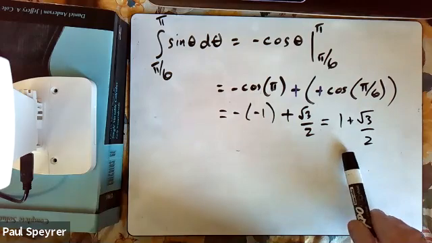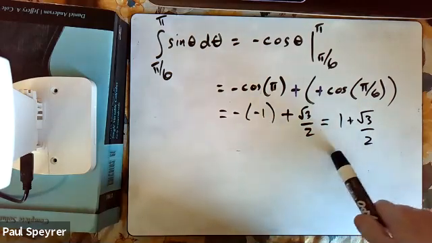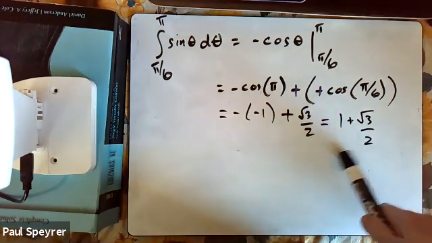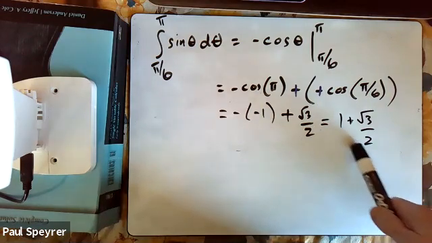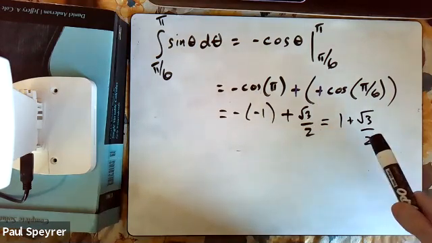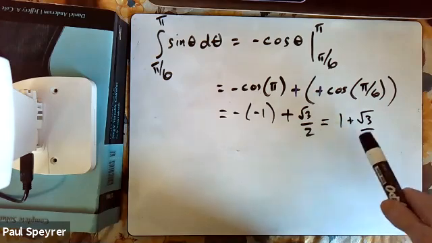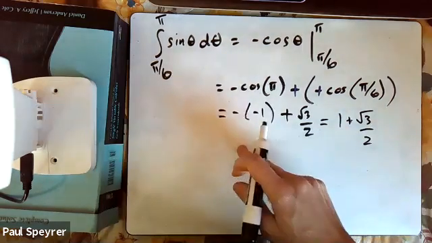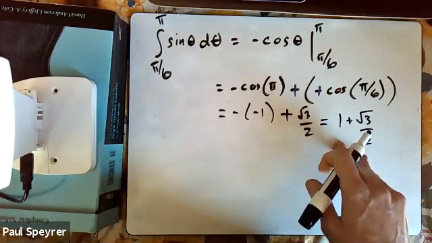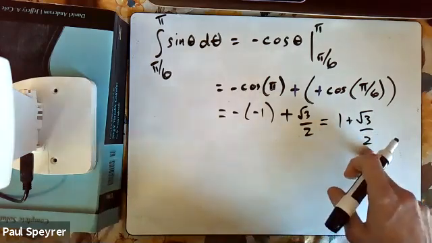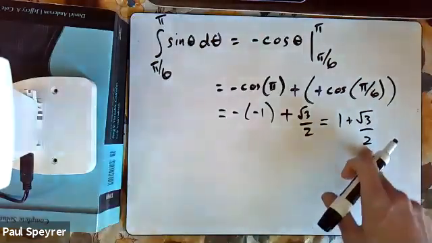This is how you type it in on WebAssign. This is how you would leave it. We're never going to ask for decimals when it comes to trig stuff like this. In the rare case that it pops up, it will specify in the directions. But if it doesn't specify in the directions, you need to leave it like this right here. That's exact form. Putting a decimal is not going to be exact.